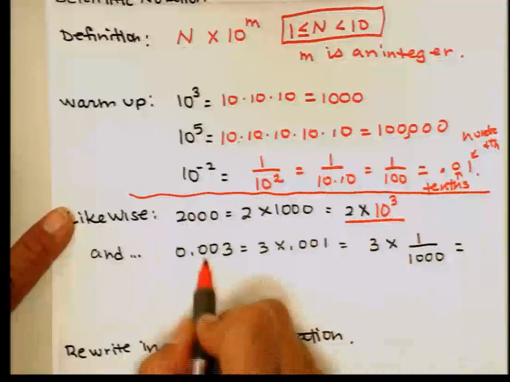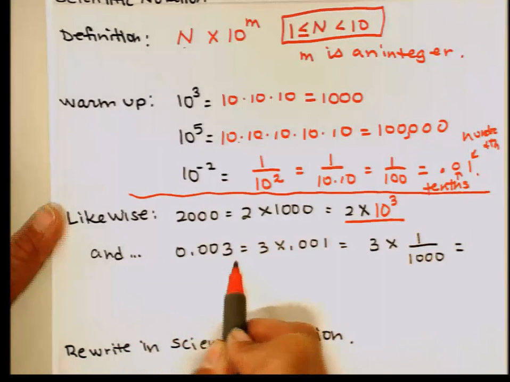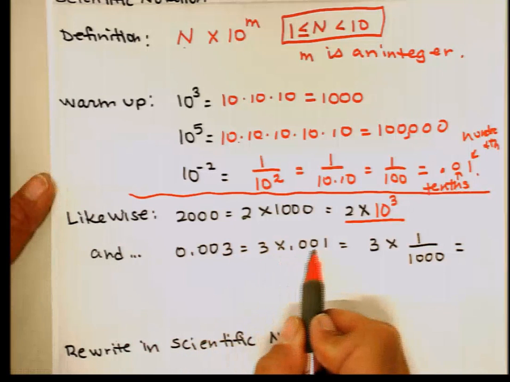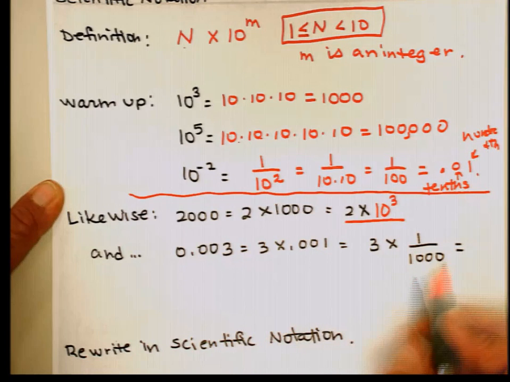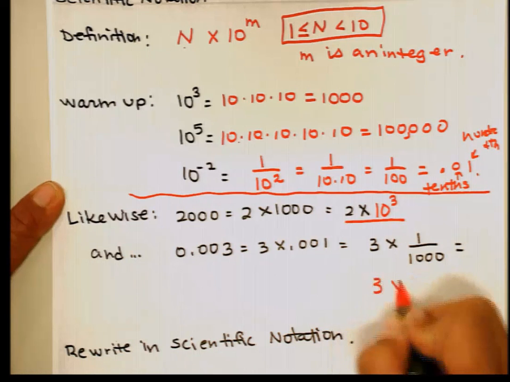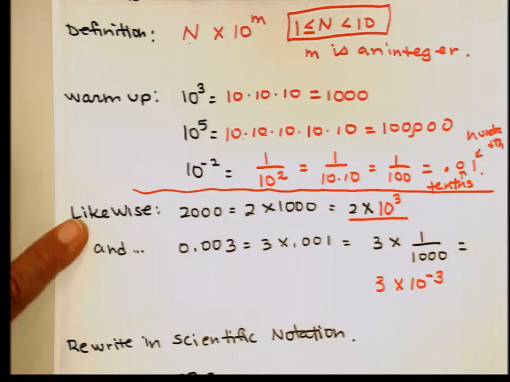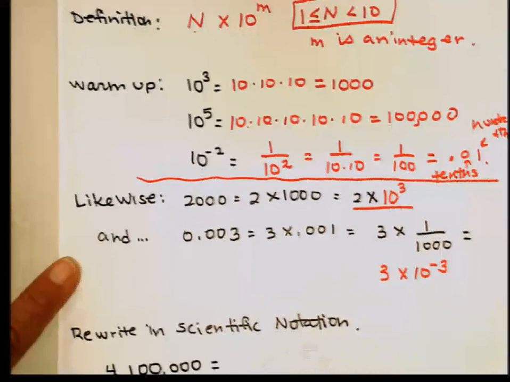And how about this? 0.003, so 3 thousandths, is 3 times 0.001, which is 1 over 1,000, and that, right, 3 times 10 to the negative 3. So I will do it that way for a couple more times, and then I'm going to show you my shortcut. I call it the scoop method.